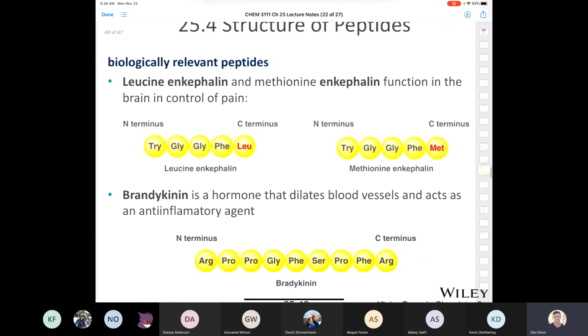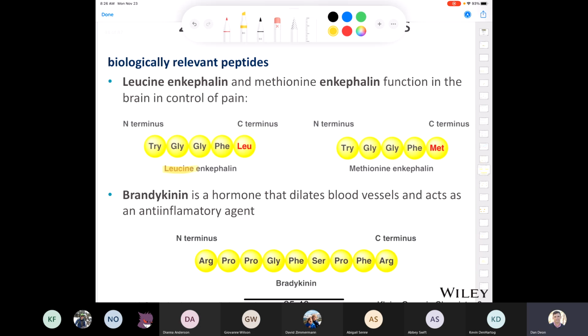All right. Here are some biologically relevant peptides. So what's the first one here? Leucine and methionine enkephalin. These are two enkephalins, both found in the brain, and they function in controlling pain. And you can see that these two peptides, leucine and methionine enkephalin, only differ in one amino acid residue. Okay, you look at the first four and they're identical.